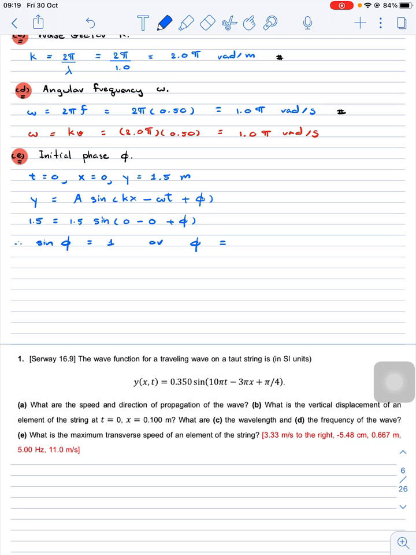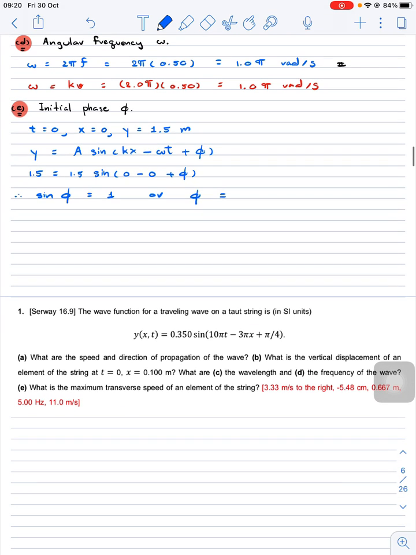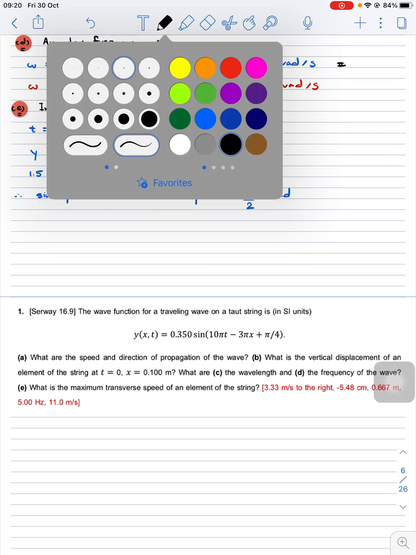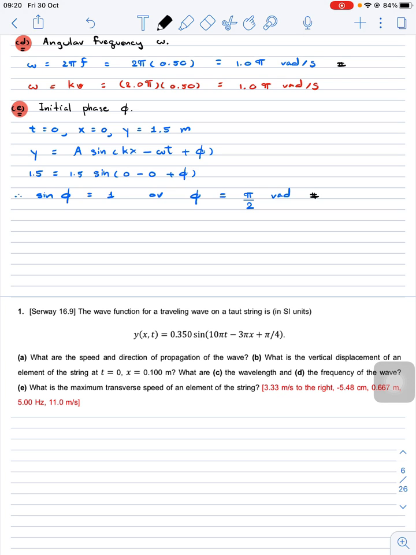Okay, sine of what equal to 1 is to be equal to 90 degrees, right? Then we can get the phi equal to pi over 2. So let me just use it as the radian here.